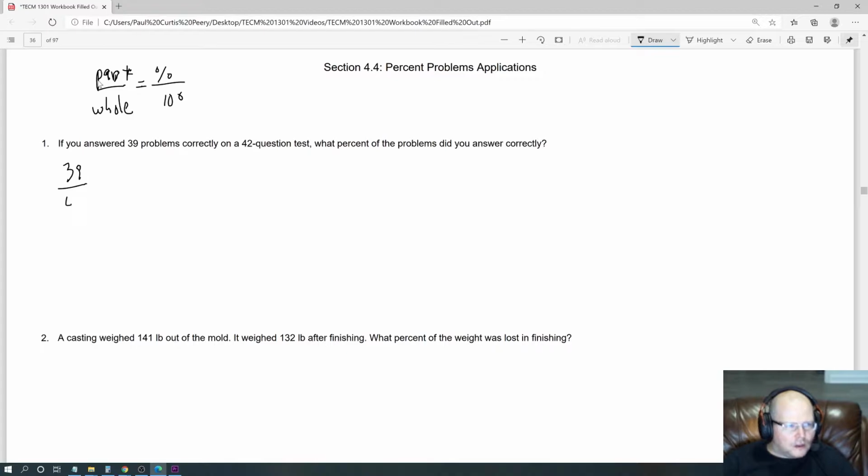So the part over the whole would be 39 over 42. The whole amount is the total. And then we have a percent. We don't know what the percent is, so I'm going to put an X there, but we do know it's over 100. Cross multiplication: 39 times 100 is 3,900, and then 42 times X, 42X.